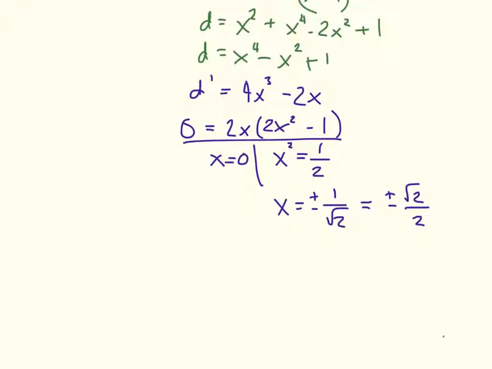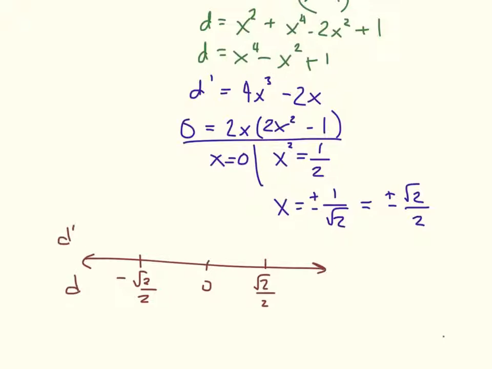You might recognize this is a pretty well-known one that when you rationalize is root 2 over 2. Okay, at this point I have 3 values that I need to go ahead and test on the sign chart in order to see where, in fact, I will be minimizing my distance. So I have negative root 2 over 2, I have 0, and I have positive radical 2 over 2. And of course this is d prime and d.